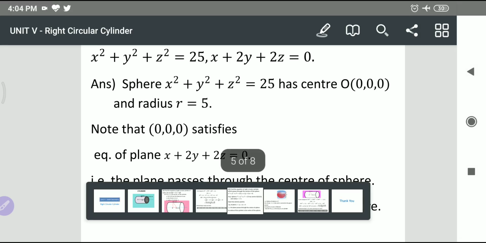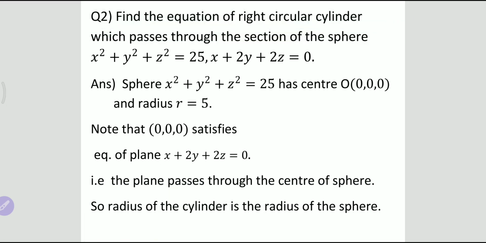And this is x plus 2y plus 2z is equal to 0. This is the equation of the plane, okay, whose 1, 2, 2 are nothing but what? They are the DRs of the normal to that plane. This thing we have seen in the first part of this unit. So please revise that. Okay.